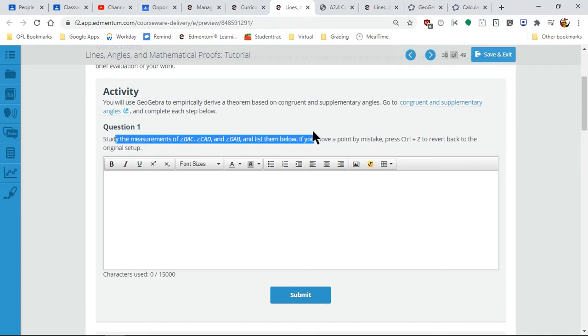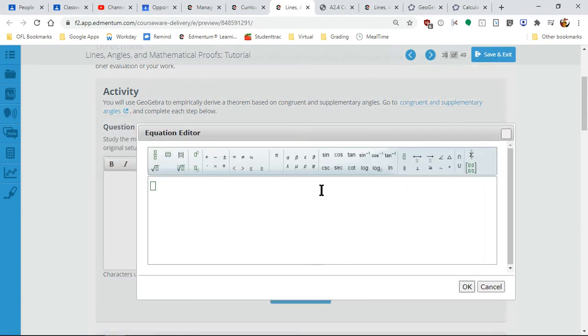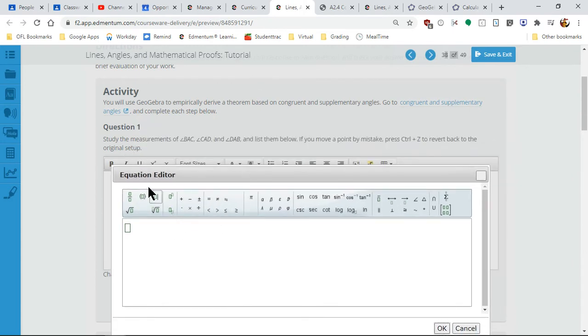So study the measurements and list them below. I'm not sure what they really want us to do here. I guess they just want us to measure this. So let's get into this. I'm just going to list all the angles right away, that way it's a lot easier to type in. So where's my angle symbol? Angle, angle. They want us to list three angles.